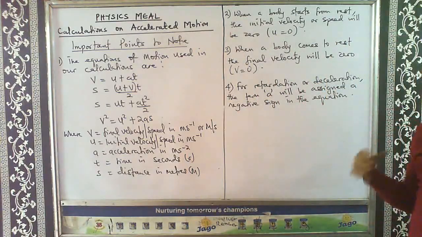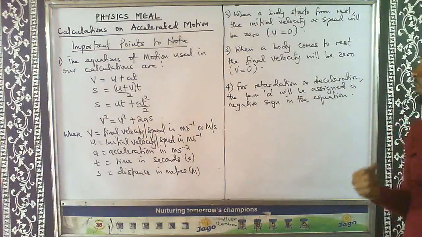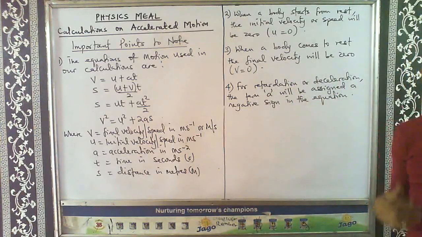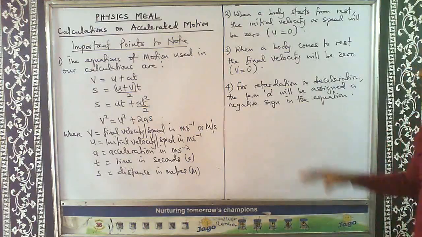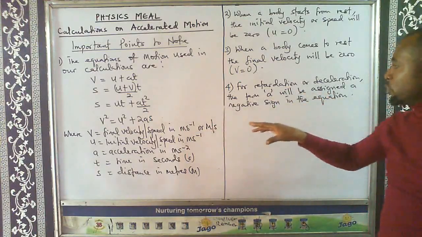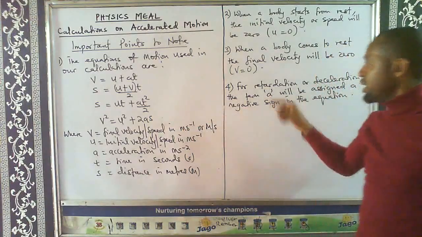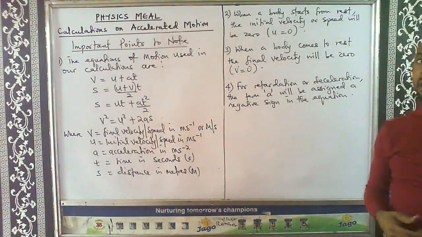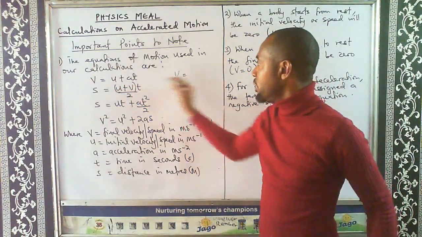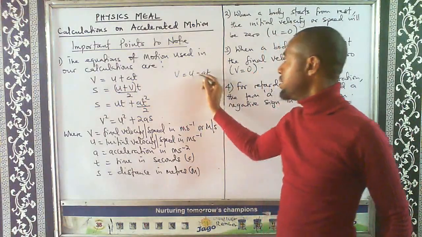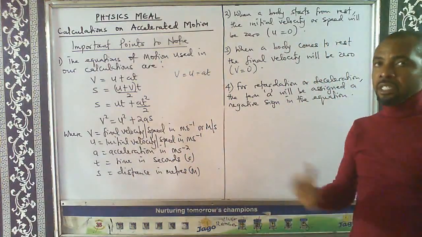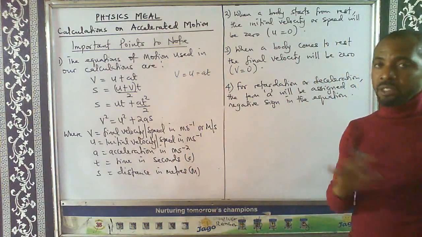So in acceleration, the final velocity will be greater than the initial velocity. But during retardation, the initial velocity now will be greater than the final velocity, because velocity is reduced. So in such cases, we are going to assign a negative sign to the acceleration term, that's the A in the equation. What it means is that in this case, if we have deceleration or retardation, this equation will become u minus at. This negative sign is because of the deceleration or retardation that is taking place in that particular motion. This is very, very important.